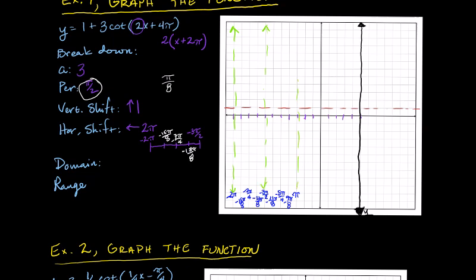And if you want to keep making periods, you could, but there we are. All right, and so now we're going up one, right? So up one, and that's where my midline is, and I'm going to put a point right on the middle. And then remember, we're going to go up the amplitude to the left since it's cotangent, and down the amplitude to the right. Up to the left, down to the right.